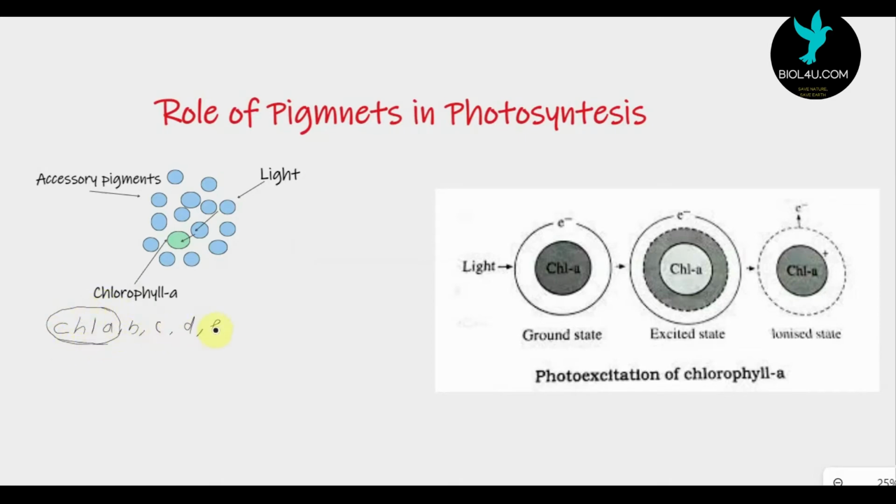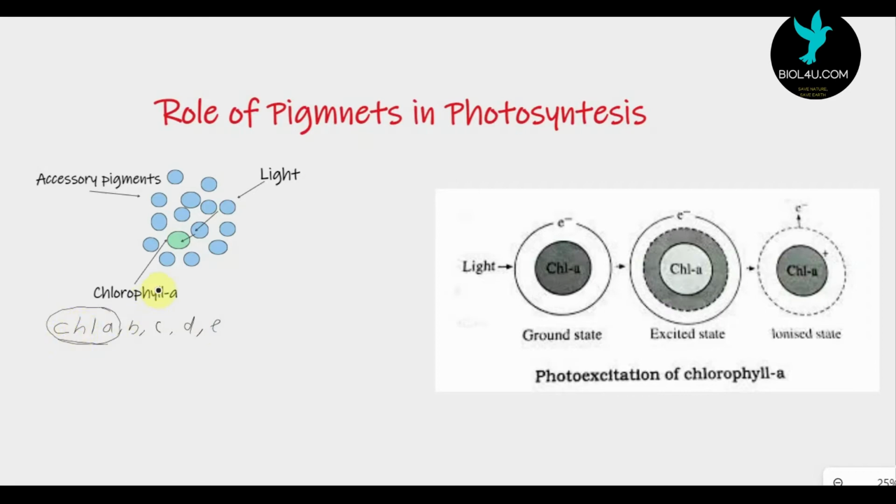All other pigments are known as antennae pigments or accessory pigments, because they transfer the energy of sunlight, the solar energy, to chlorophyll-a, and chlorophyll-a converts the solar energy into chemical energy. That is possible only by chlorophyll-a. Hence it is known as the reaction center.